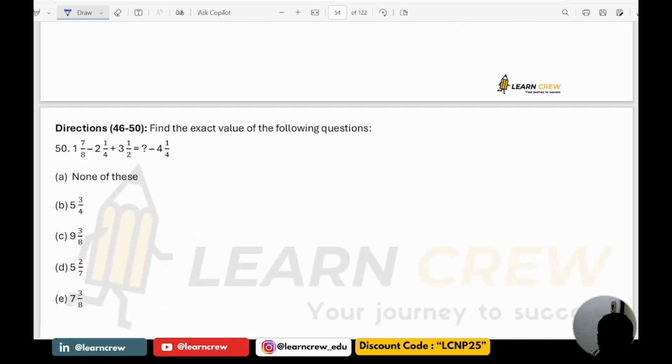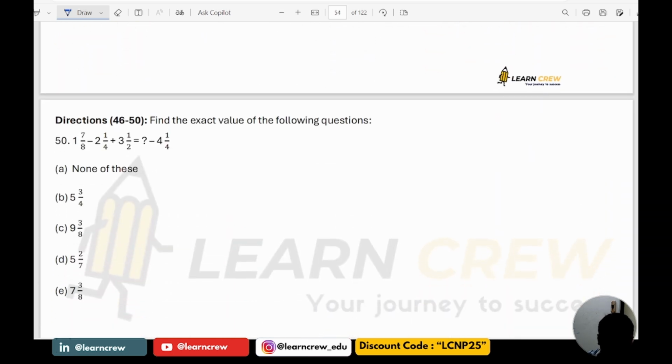Now 1 minus 2 minus 1 minus 1 plus 3, 2, 2 plus 4, 6. Now 7 by 8 minus 2 by 8 is 5 by 8. 5 by 8 plus 4 by 8 is 9 by 8. 9 by 8 plus 2 by 8 is 11 by 8. 11 by 8 means 1 3 by 8. So answer is 7 3 by 8.